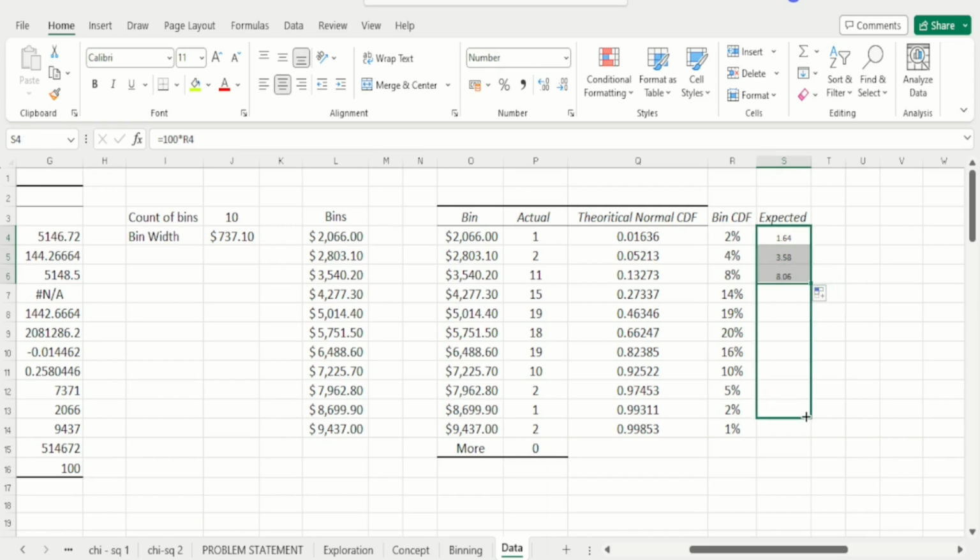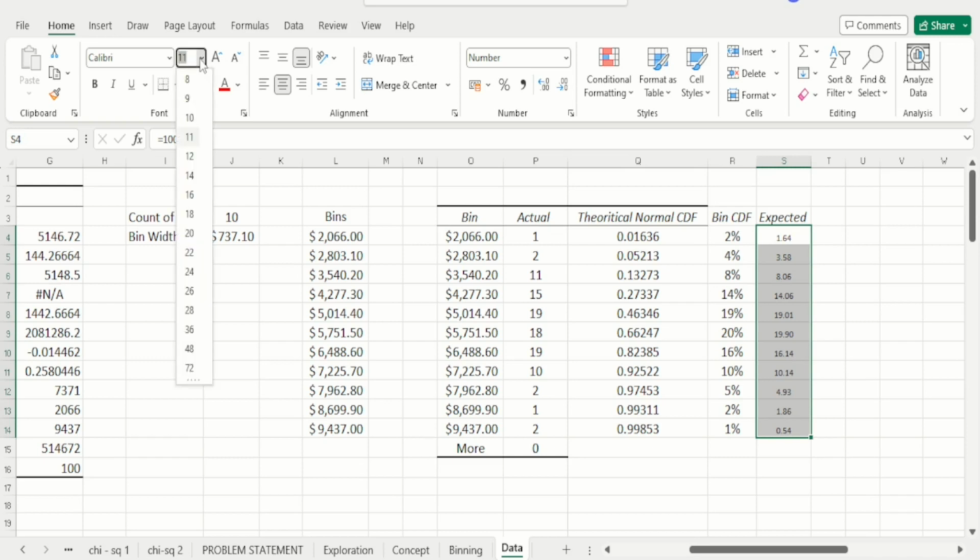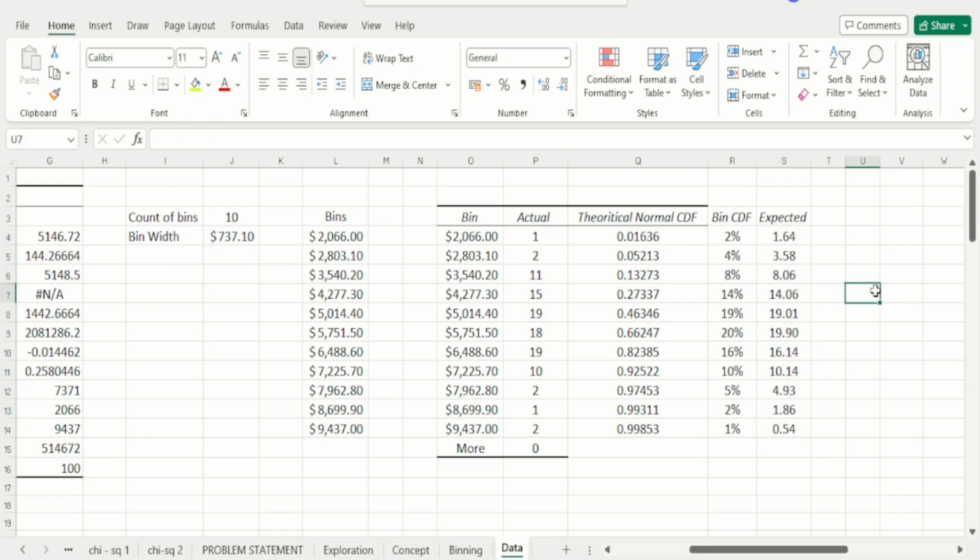All right, now we can just drag it all the way to the bottom. So what you have in the expected column right now is approximately the number of data points that you expect if this was a normal distribution. As you can see, the sum of the expected also comes very close to 100. It's 99.85, right, which is very close to 100 data points.